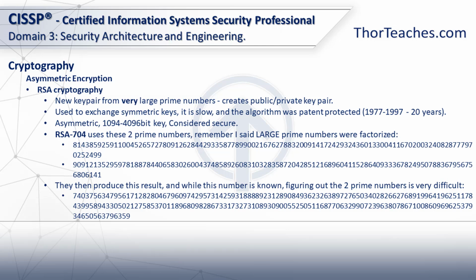This is a 704-bit key, and this one was broken. That's why we know the prime numbers used. I'm obviously not going to bother with reading that string of numbers, but when I say huge prime numbers, you now know what I mean. So in this case, for the RSA 704, you'd multiply the two first numbers, the one starting with 81 and 90, and the result, which would be your encryption key, is the one below it, the one starting with 74.